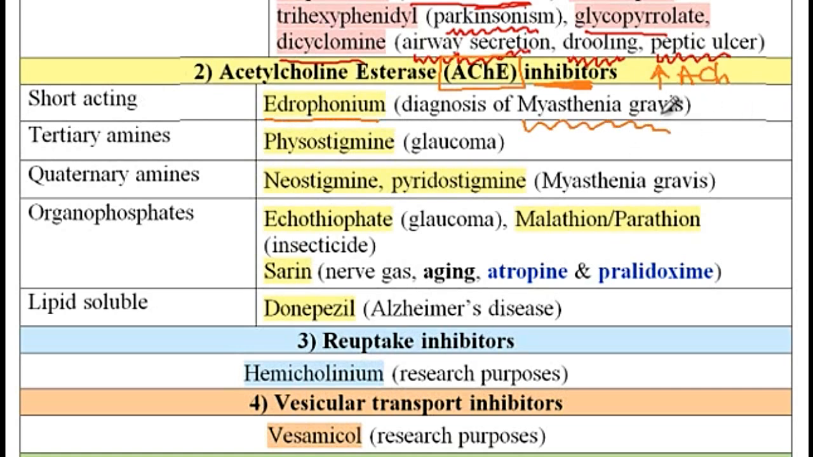The short-acting version is called edrophonium, and this medication is used for the diagnosis of myasthenia gravis. If a patient presents to the office with muscle weakness and you're suspecting myasthenia gravis, you can provide edrophonium. If the symptoms improve, then that confirms the diagnosis of myasthenia gravis.